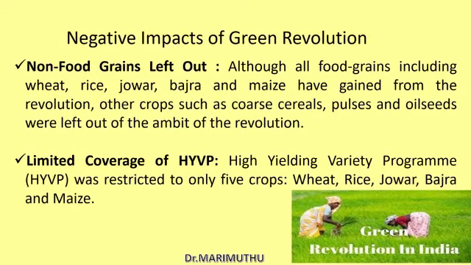Even though we have so many positive impacts, there are certain negative impacts in the Green Revolution too. Very first one is that non-food grains were left out. And the limited coverage of the high-yielding varieties program, HYVP, was restricted to only 5 crops: wheat, rice, jowar, bajra, and maize. Some of the crops are left out. So these are the two major negative impacts of the Green Revolution.